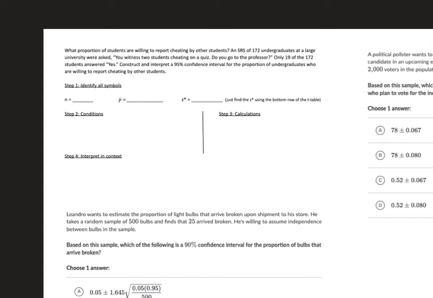Okay, in this video extra, I'm going to go over the second problem that you were asked to do after watching the video for one example, and then I'm going to go over a couple other practice problems. So this problem says, what proportion of students are willing to report cheating by other students? An SRS of 172 undergraduates at a large university. So SRS, that's our sample size, so that's 172.